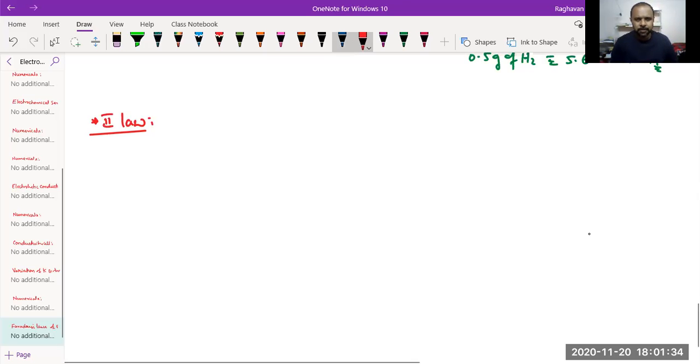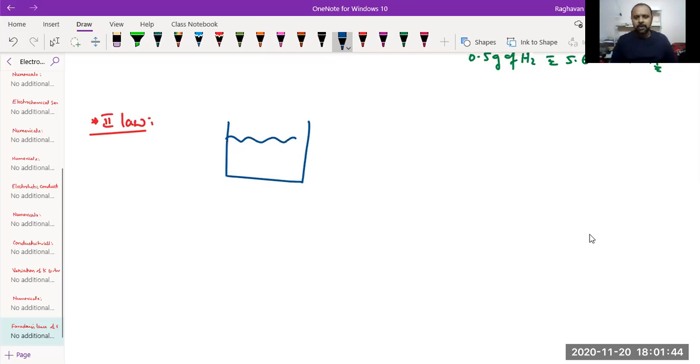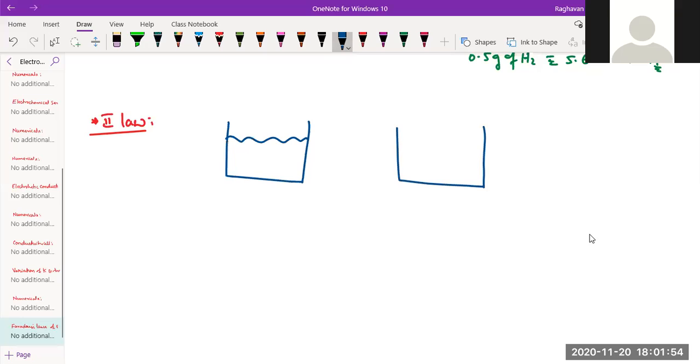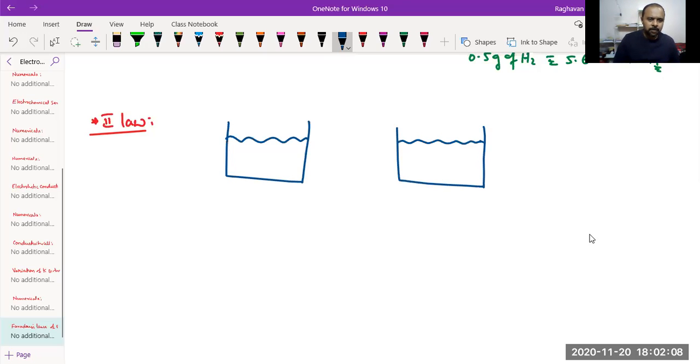The second law is something similar to the first law, but slightly different. What is this blue color solution? Copper sulfate. I can't use appropriate colors, and there is nothing like colorless here, so anyhow I'll draw this only. This is not copper sulfate. Copper sulfate solution. Silver nitrate solution, it's colorless. Okay, so what I'm going to do? Dip electrodes first.